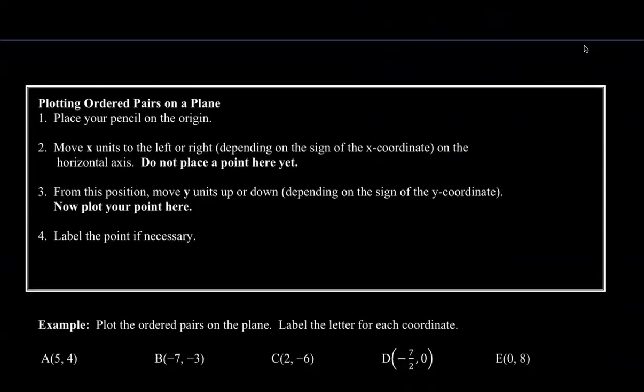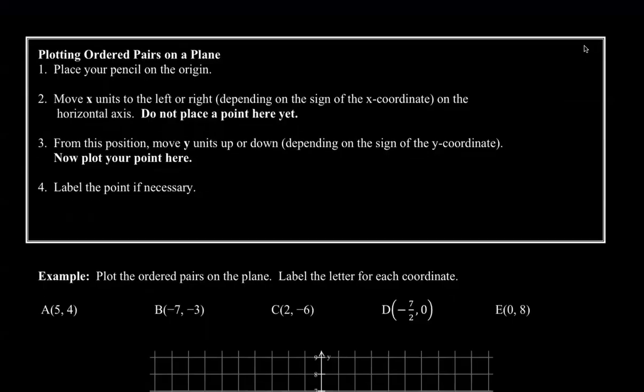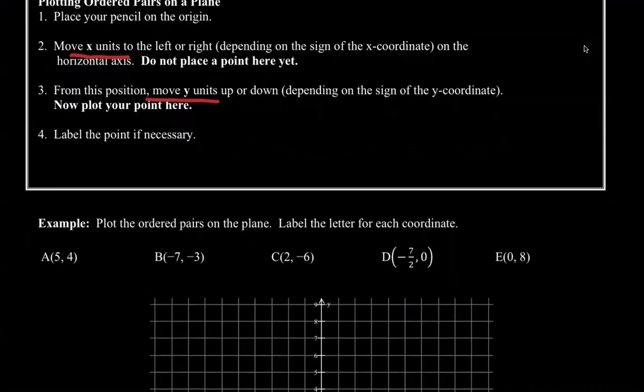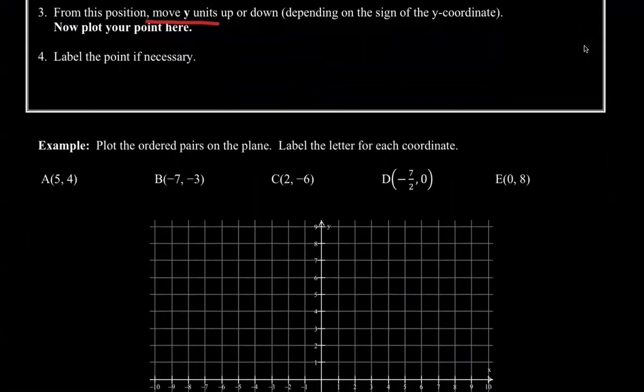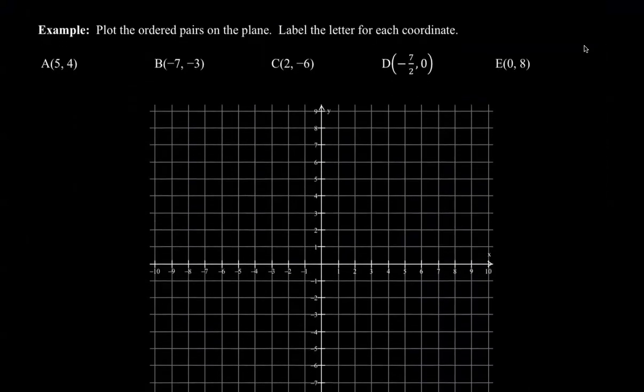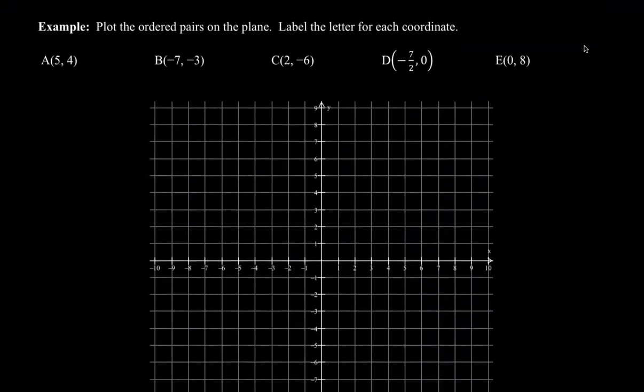When we plot ordered pairs, we always start at the origin, and we'll move in the x direction first, which will always be a left-right direction, and then we'll move in the y direction, which will always be up or down, and then we plot. If you've ever played Battleship, it's kind of like that. It takes 2 numbers to create one location. So let's practice. Plot the ordered pairs on the plane, and label the letter for each coordinate.